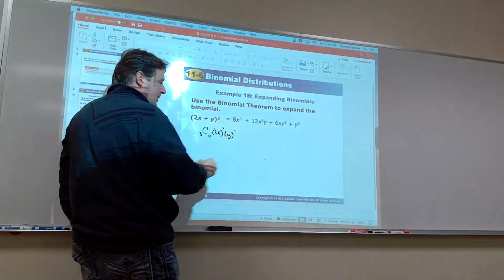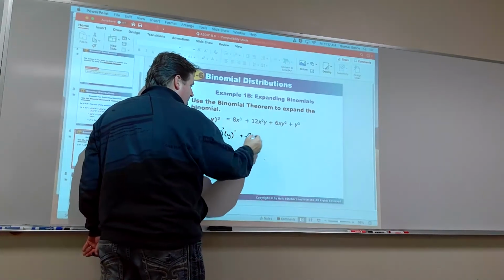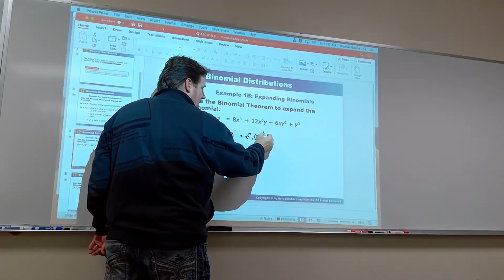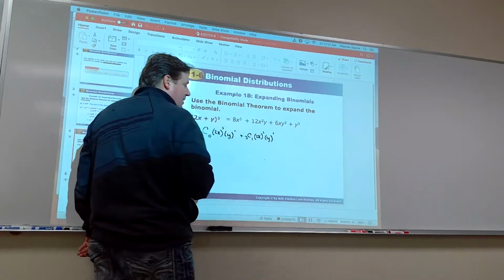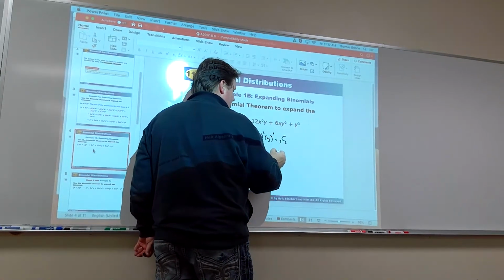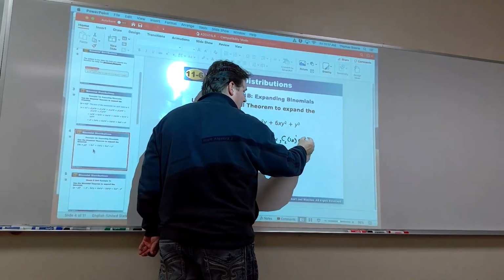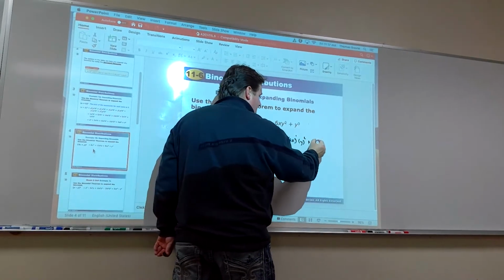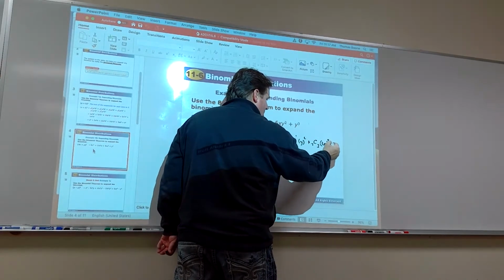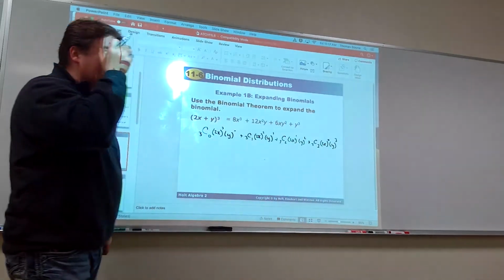That's the first term. The second term is the combination of 3 choose 1. We're going to have 2x to the 2nd power, and then y to the 1st. Then we go combination of 3 choose 2, 2x to the 1st this time, and then y to the 2nd. And then the combination of 3 choose 3, 2x to the 0 power, y to the 3rd. There it is. So that's the expansion part.